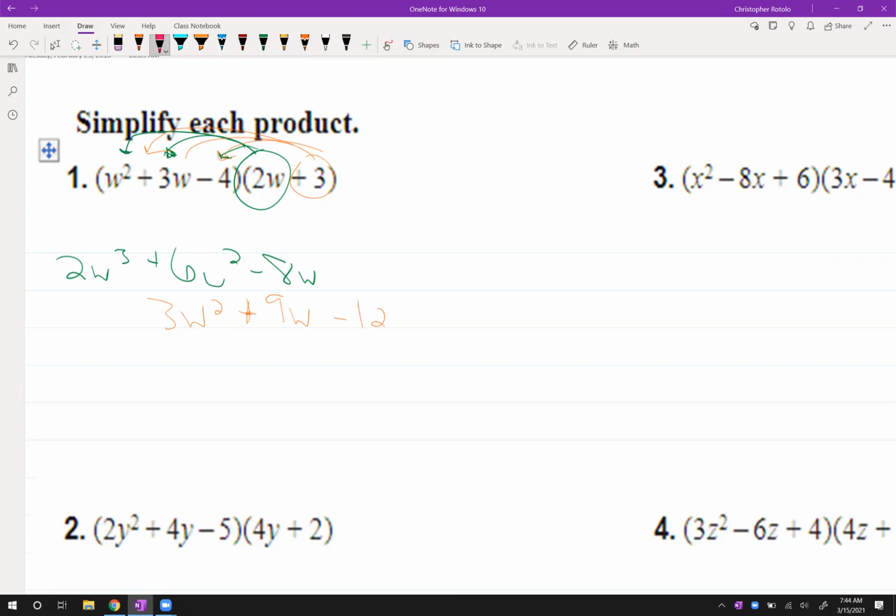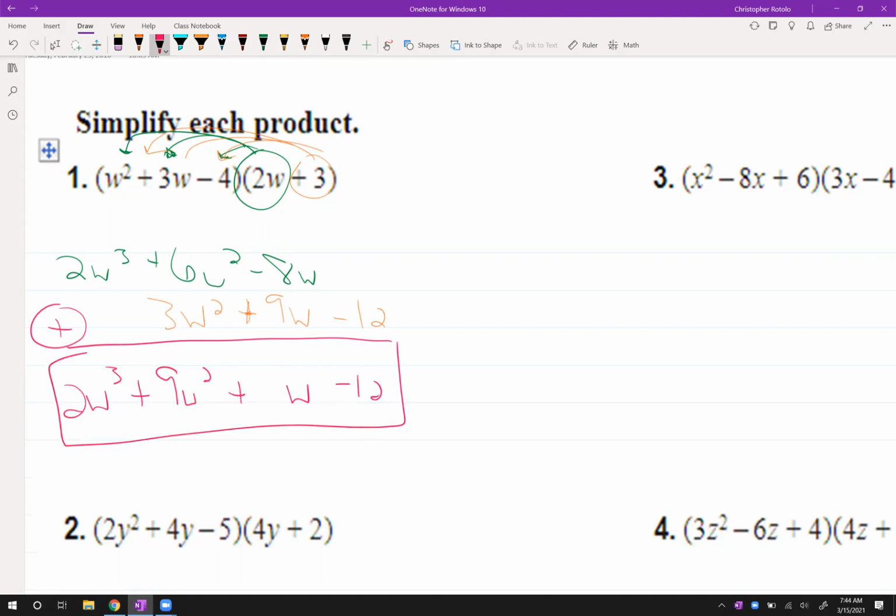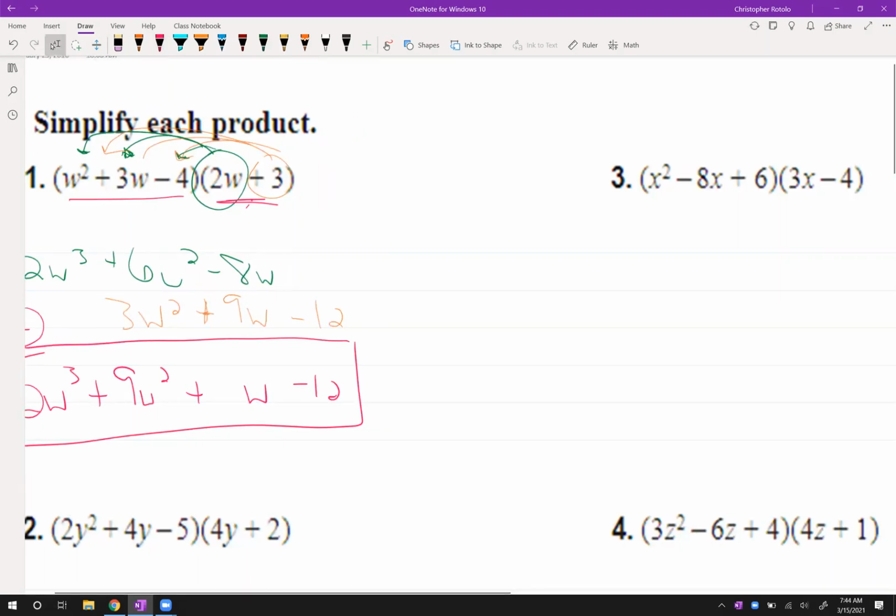All right, so my last step is simply to add up my like terms. 2w cubed plus 9w squared plus 1w, or I can just make that w, and minus 12. That's my final answer when I multiply this 2w plus 3 times this trinomial. All right, let's try that again.